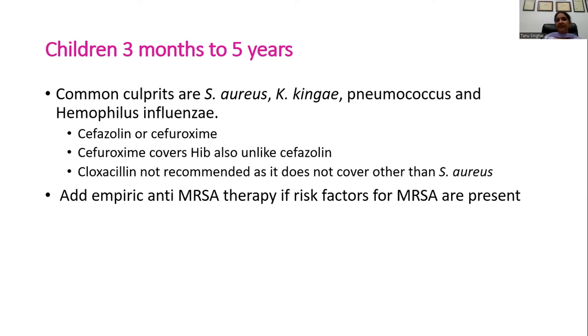Therefore, the first drugs of first choice here are cefazolin or cefuroxime. Cefuroxime is preferred because it covers HIP also, unlike cefazolin, which does not cover HIP. Cloxacillin is not recommended as the drug of first choice. It does not cover the other pathogens like Kingella, pneumococcus, and HIP. Again, in this age also, you would add an anti-MRSA therapy if the risk factors for MRSA are present. And remember, we are talking about empiric therapy before we have our culture results.